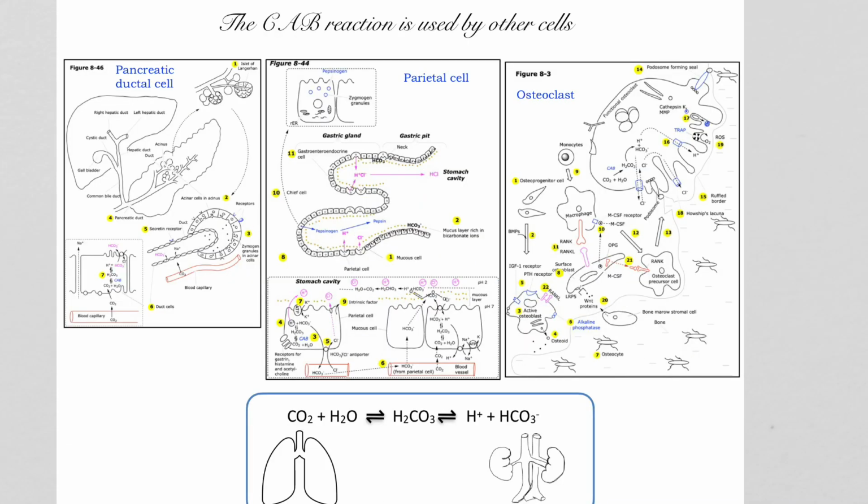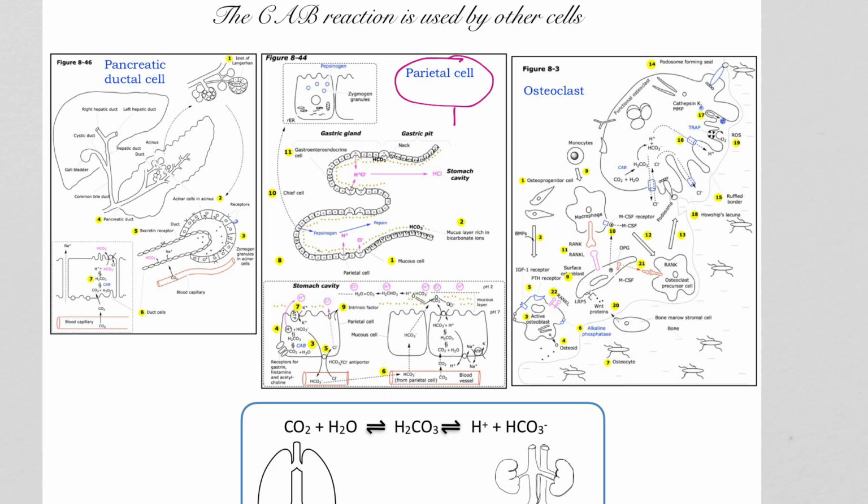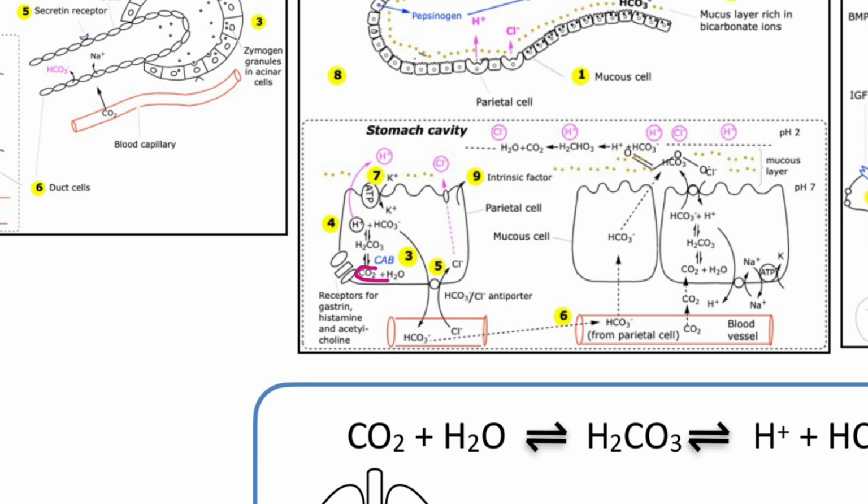The reaction is also used by the stomach. There are specialized cells called parietal cells in the stomach that secrete hydrochloric acid. And you can see once again the reaction. Carbon dioxide plus water give you carbonic acid, and that breaks down to give you protons, which are then released into the gastric juice. And that gives you the H plus in your stomach cavity, the digestive cavity.